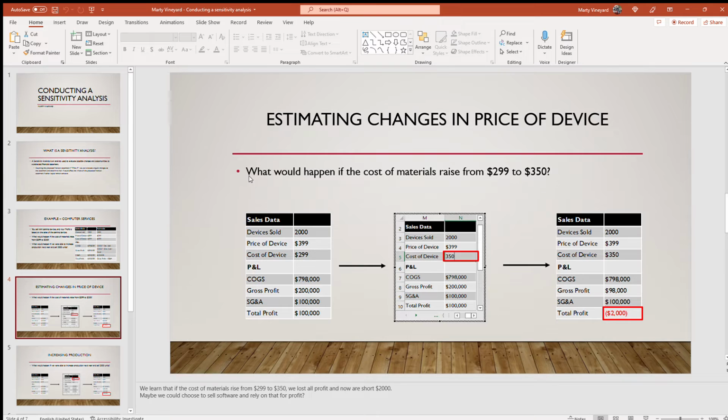So the first estimate is what would happen if we change the cost of materials from $299 to $350. So based on our formulas, we can go in, we can change $299 to $350, and we learn, that's not so good. We need to figure out how we can adapt to this situation. If this ended up costing the vendor a lot more money to manufacture this device, and we could not change the price of the device because customers wouldn't want it, we have trouble manufacturing and we can't expect to increase our production right now. And this situation would end us in a very bad year.